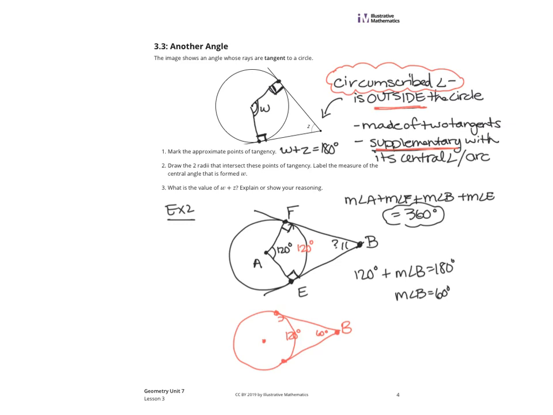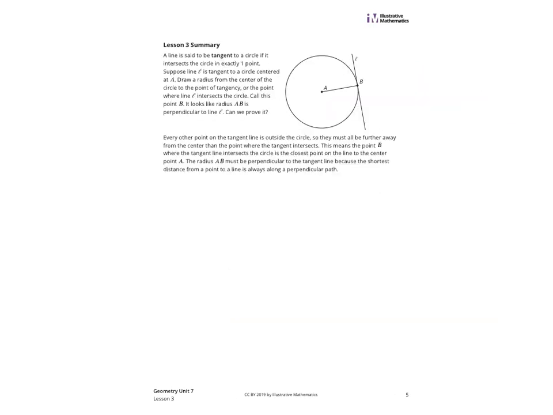So taking a look at our next page, our summary. L is my line tangent. B is my point of tangency. And we know that this creates a right angle. So B would be a right angle on both sides.